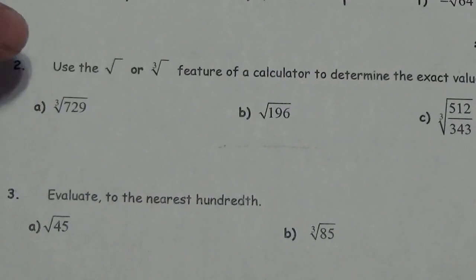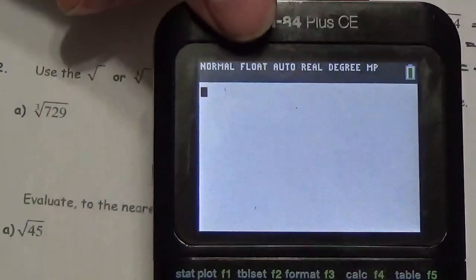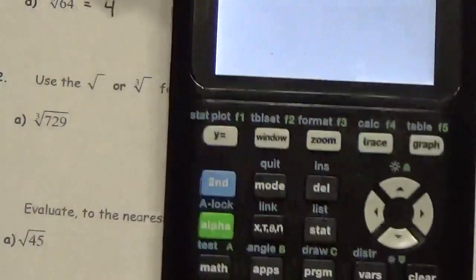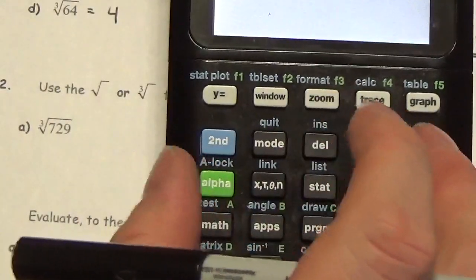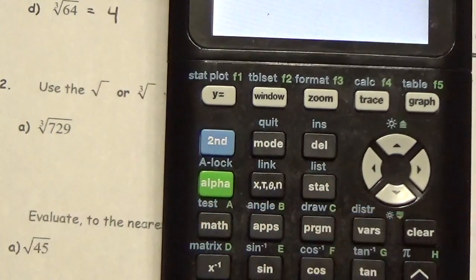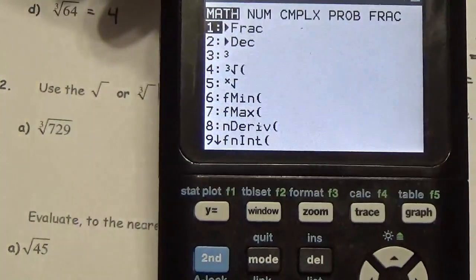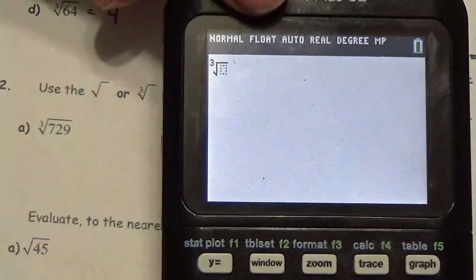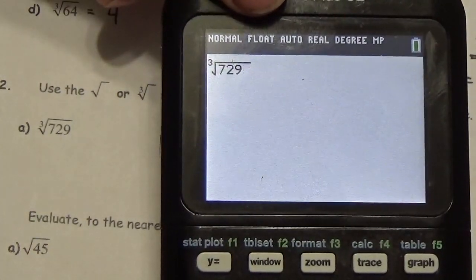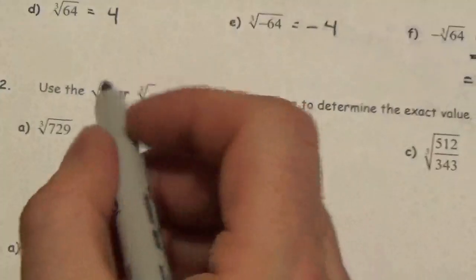Now we're being asked to use the square root or the cube root symbol to evaluate the following. So here we're starting off with the cube root of 729. On most calculators, there's going to be a symbol for it up near the top buttons. If you're using one of these graphing calculators, I have to go to my math menu, press that button, and I will come down, and there's my cube root right there. So the cube root of 729. I suspect most of us don't know what that is right off the top of our heads, and there it is, the answer is 9.